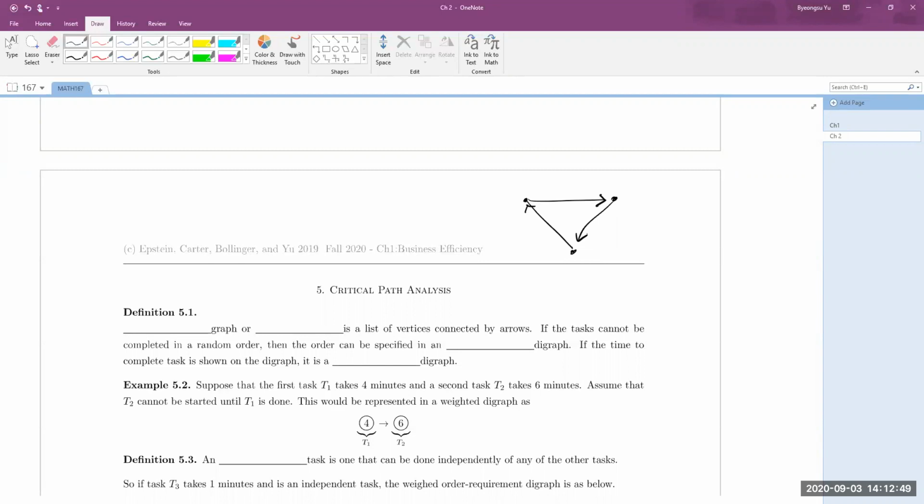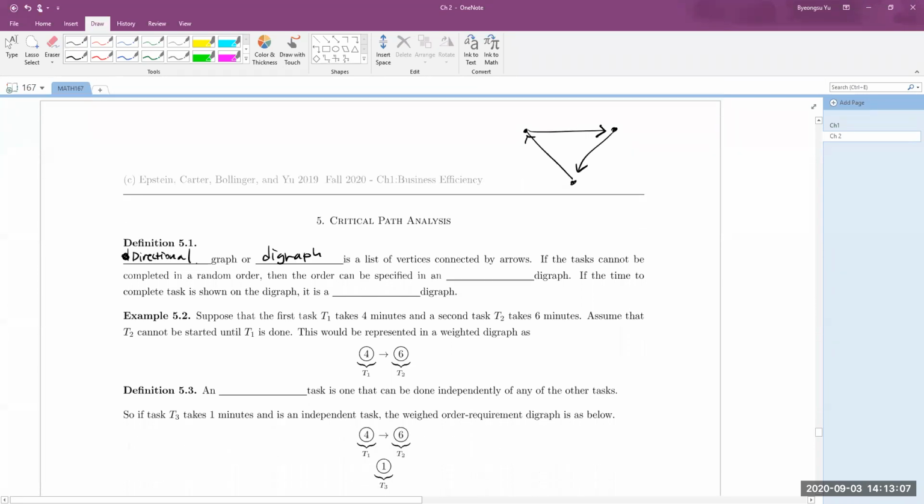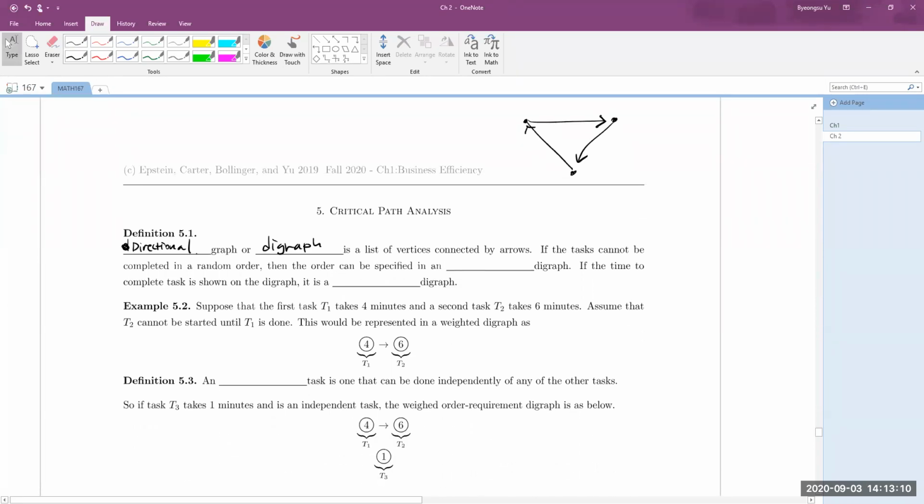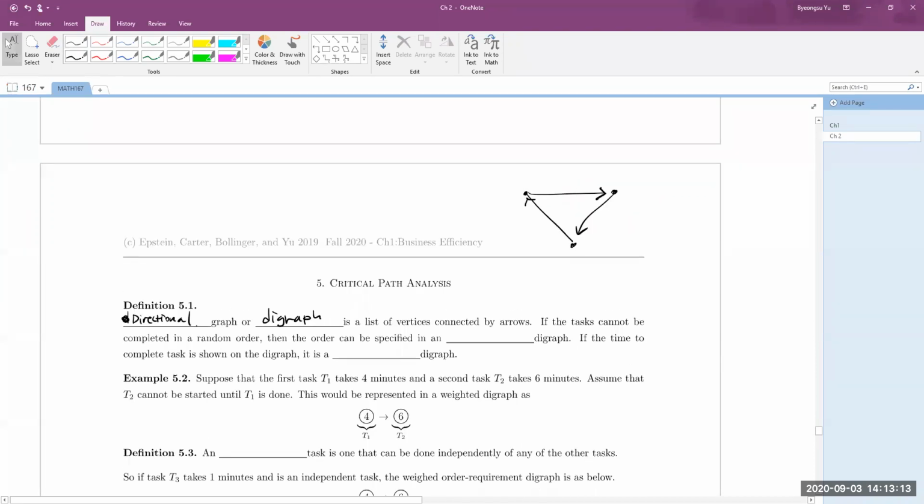So if your graph has some direction, we call it a digraph, or directional graph. A directional graph, or digraph, is a list of vertices connected by arrows. And you can simulate your tasks as a digraph. So for example, to take this class, an example of tasks as a digraph.